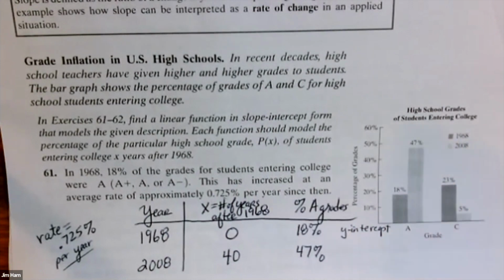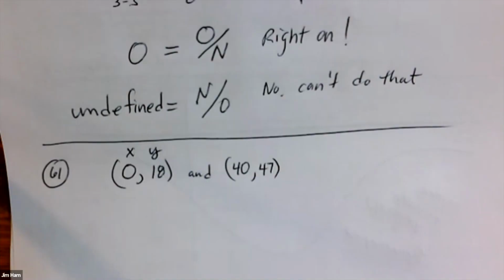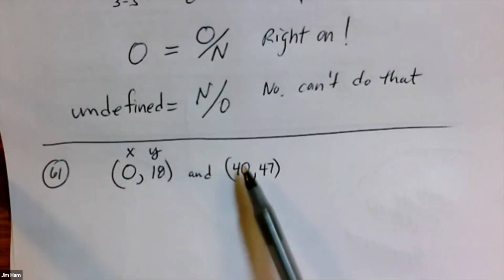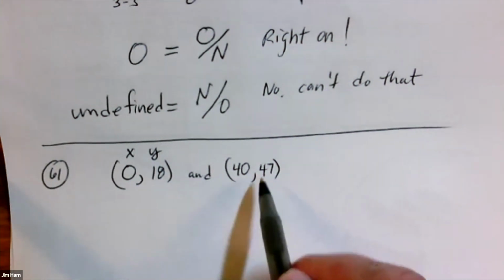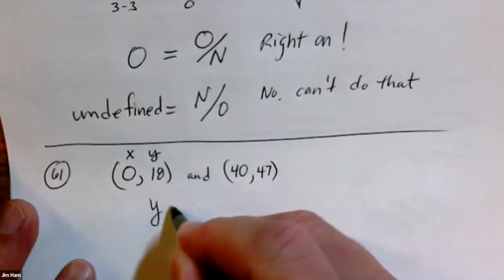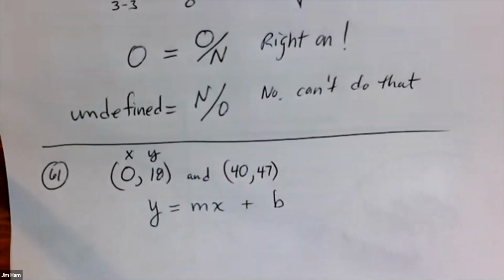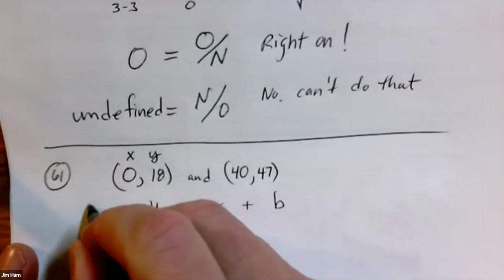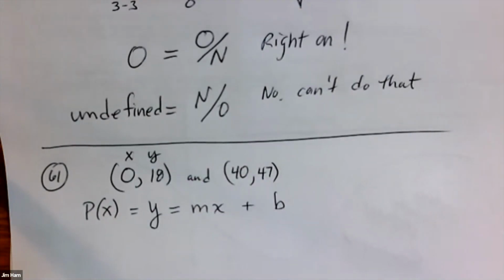So let me draw a picture of this one. I'm going to use those 2 points. I'm going to write them down here. We know the y coordinate is the percentage of A's given, and we know the x coordinate is the number of years after 1968. But we have 2 points. So y equals mx plus b is the line we're looking for. Now, you may have seen that p of x business in there. So if you want to write it in function notation, you would write it as p of x, but we don't need to do that.